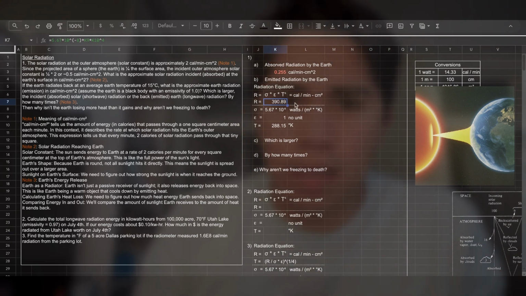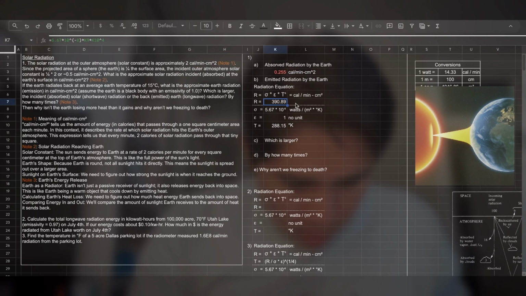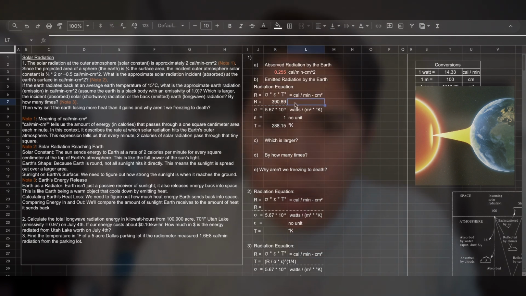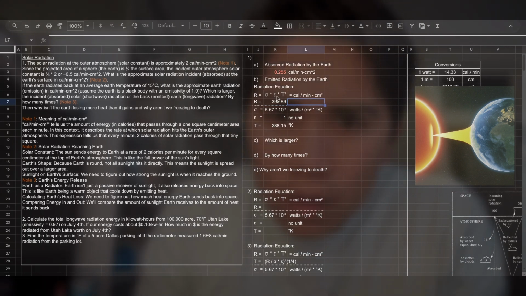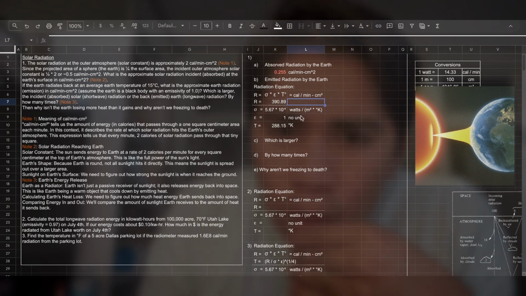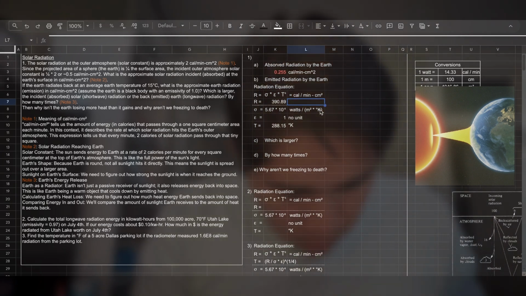We get 390 times 0.89. And let me double check. Oh, okay. So that's going to be, we need the units. That's going to be watts.